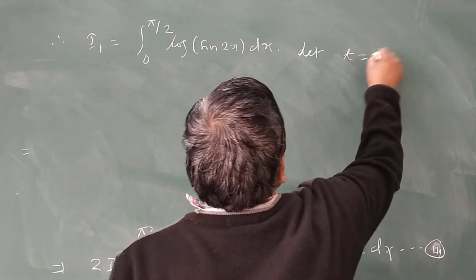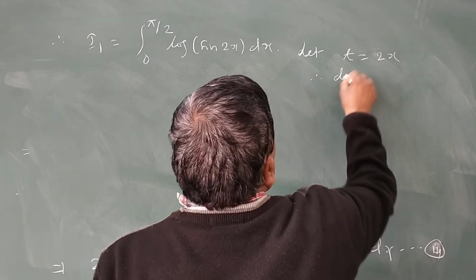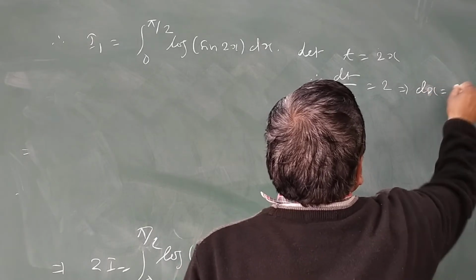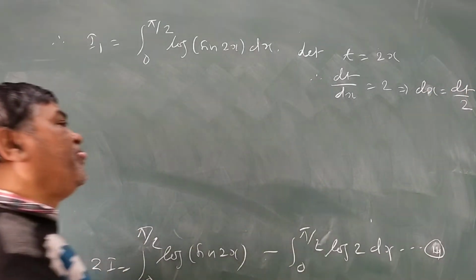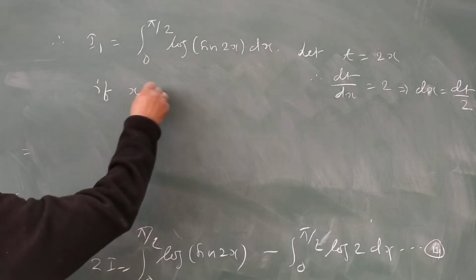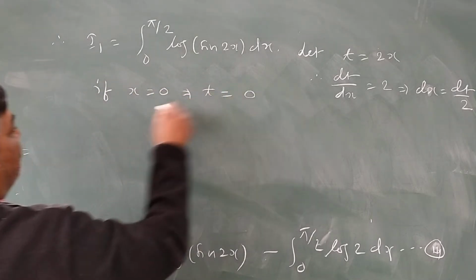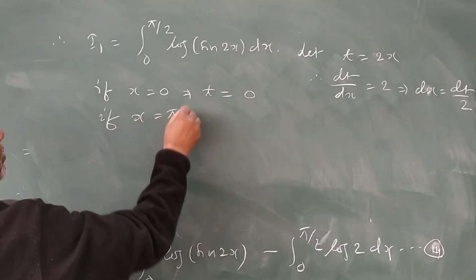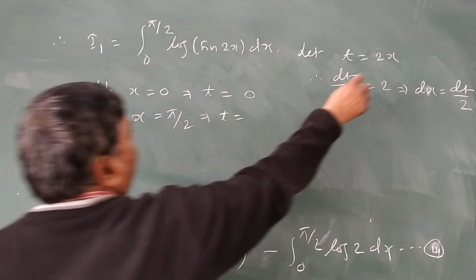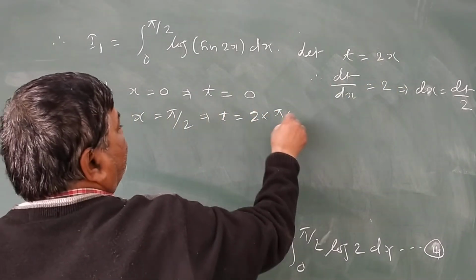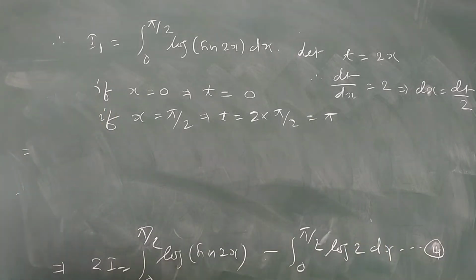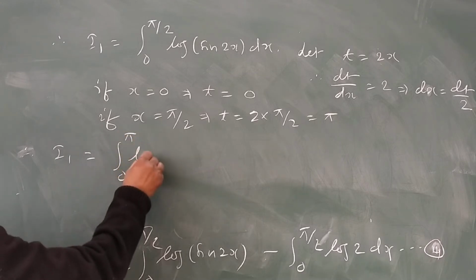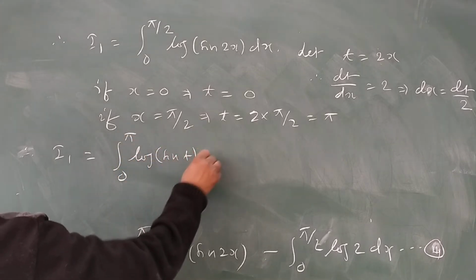Let t is equal to 2x, so dt by dx is equal to 2, so dx is equal to dt by 2. Now if x is equal to 0, so t is equal to 0, because putting 0 here, 2 into 0 is 0. If x is equal to pi by 2, then t is equal to, put pi by 2 here, 2 into pi by 2, this is pi. So what is I1? So I1 is equal to 0 to pi log sin t dt.